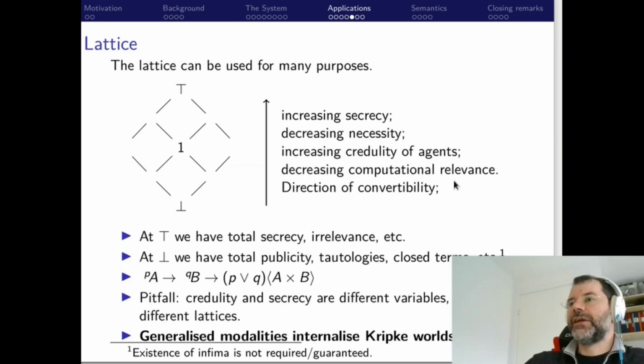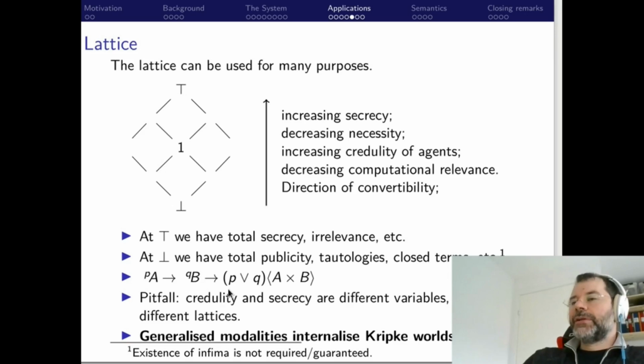The lattice, which, as you recall, corresponds to the order of modalities, can be used for various purposes. It can be used for security purposes, with more secret levels towards the top. It can be used to represent the necessity modality, with more necessary propositions towards the bottom. It can represent levels of belief. More credulous agents are at the top. It can represent computational relevance, with more relevant types toward the bottom. Remember that convertibility is from bottom to top, and so at the meet of P and Q, all data which is available for either P or Q is also available there.